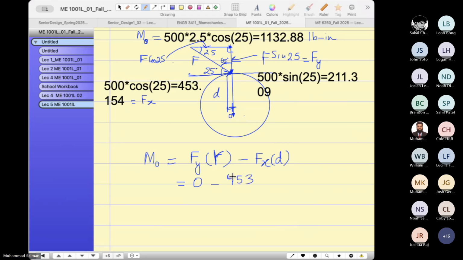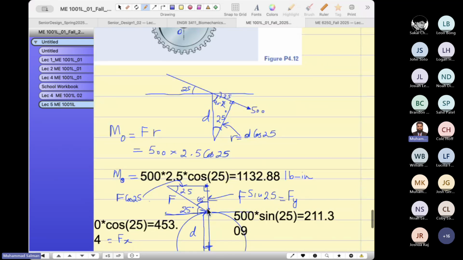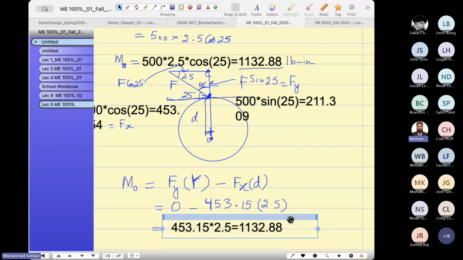453. Can you see? This should be equal to this answer, the one which I showed, 1132. Do you get 1132? Let me check in my calculator. 453.15 times... I got the same answer.